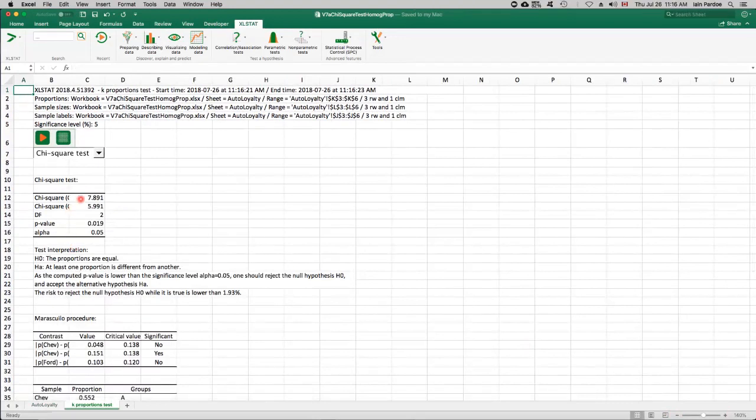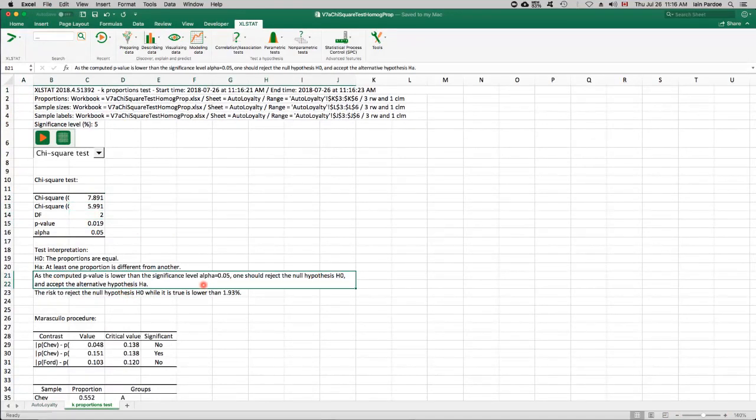So let's see. The chi-squared statistic matches, 7.891. That was what we got as well. Here's the critical value. Degrees of freedom, k minus 1, k is 3, 3 minus 1 is 2. And then the p-value, 0.019. That's what we got as well. So the conclusion is to reject the null hypothesis.